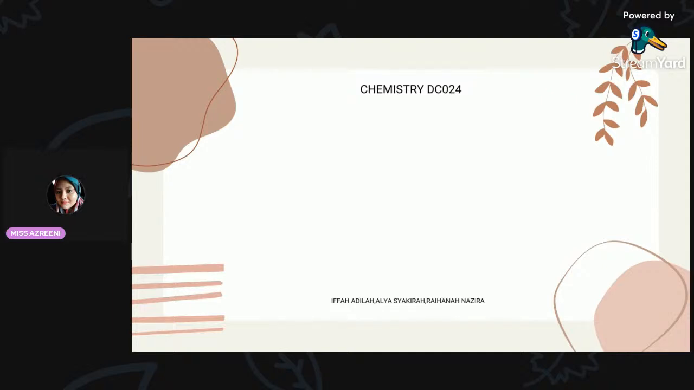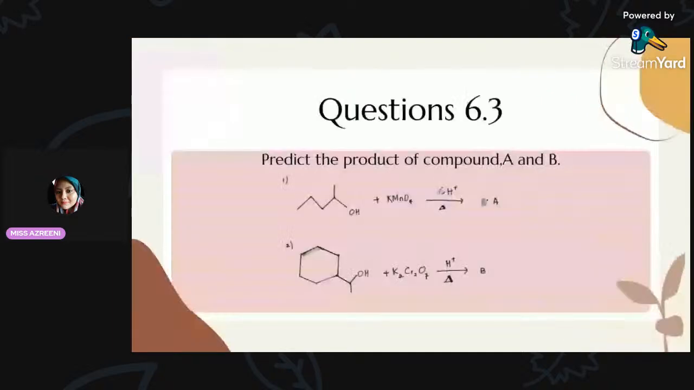Okay, boleh tengok soalan. Okay, soalan yang kawan awak share ni. Okay, predict the product of the compound A and B. Okay, you boleh bagi nama lah. Okay, cuba namakan apa produk yang pertama tu yang you akan dapat. Okay, cuba bagi tahu nama produk.